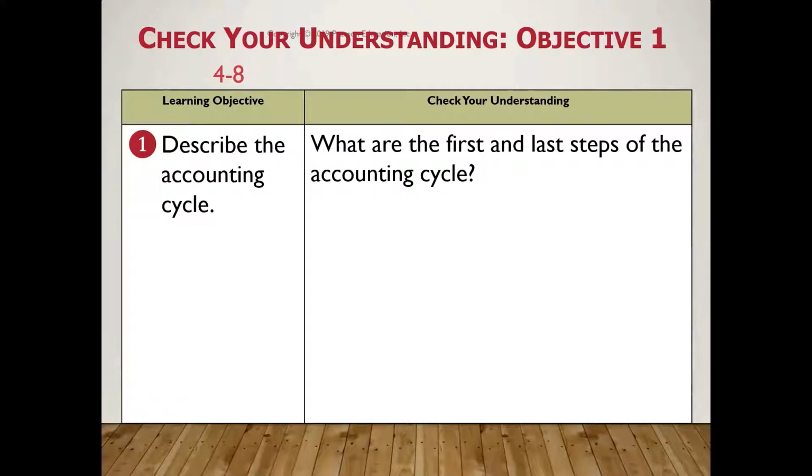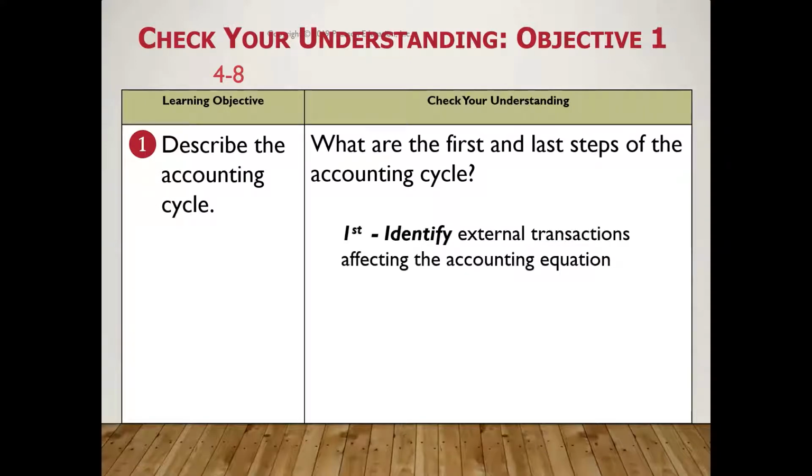So what are the first and last steps of the accounting cycle? The first step is to identify external transactions affecting the accounting equation. The last step is prepare a post-closing trial balance.